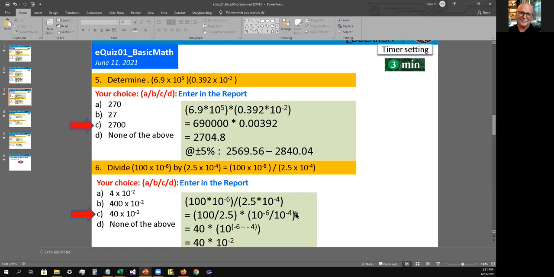Yes, thank you, Richard. Okay, so number six. Divide 100 times 10 to the negative 6 by 2.5 times 10 to the negative 4.